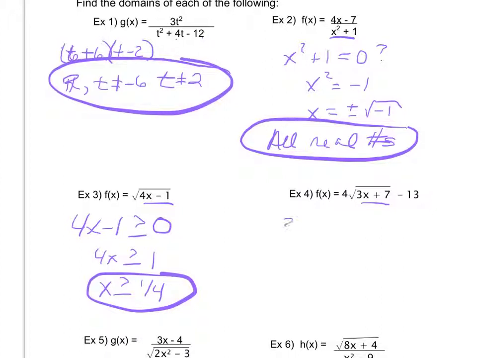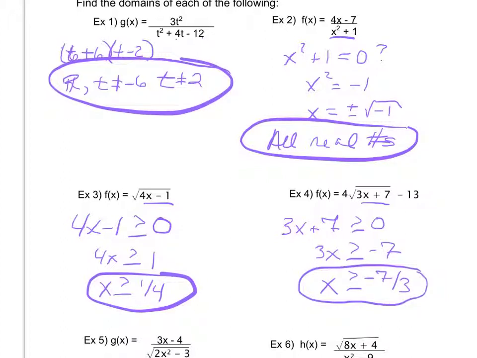radical, that 3x plus 7, has to be greater than or equal to 0, because if it's not, it's an imaginary number. So I'm going to subtract 7 from both sides, and get 3x is greater than or equal to negative 7. I'll divide by 3, and I know that my x values have to be greater than or equal to negative 7/3. As long as they are greater than or equal to negative 7/3, my expression under the radical is positive and I get a real number.